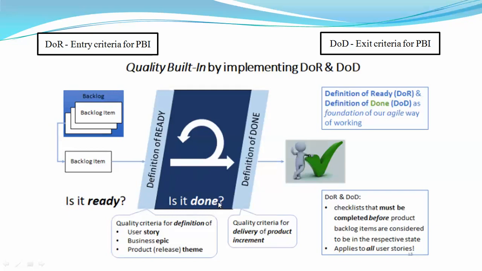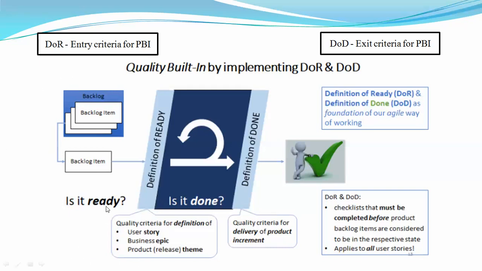And then the definition of done is the exit criteria for the product backlog item. So is the story done, really done? For that we need to check certain conditions. So both are quality criteria. To say in short, both are quality criteria. If someone asks you what is a DOR, DoD, just in short you can tell this, and then clearly understand DOR and DoD are some checklists.